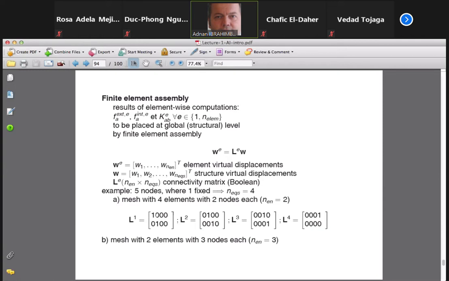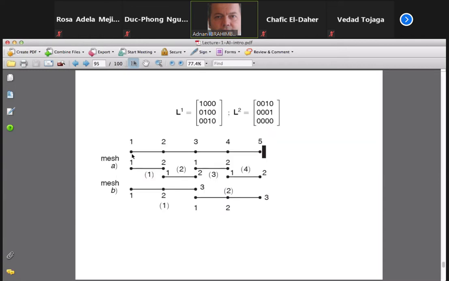That means it has only ones or zeros. It's a very simple effect: one when the local and global notation is the same, and zero if they are not. Let me illustrate that on a simple case where I have 5 nodes and 2 different possibilities. One, to have 4 elements, each one being a 2-node element. Or the second one, still these 5 nodes, but now I have 2 elements and each one has 3 nodes. So what would be these Boolean matrices?